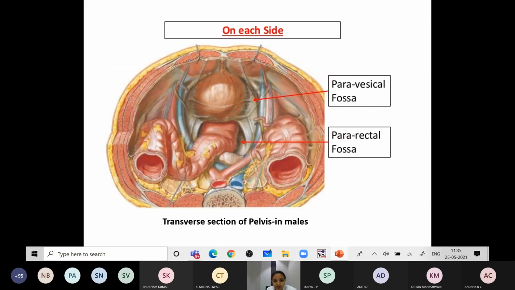Okay. This is the transverse section of the pelvis in the case of males. Here we can see this is the rectum, the bladder. You can see the reflections, and from the lateral surface they go laterally. So lateral to the bladder there is the paravesical fossa, and lateral to the rectum it is the pararectal fossa.